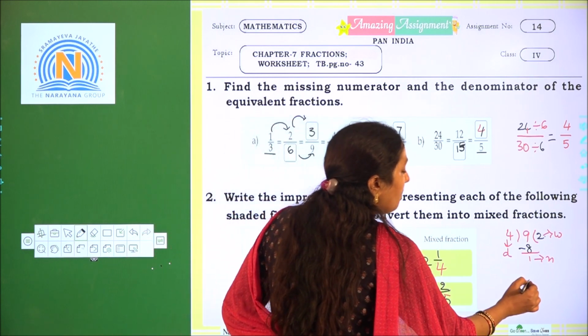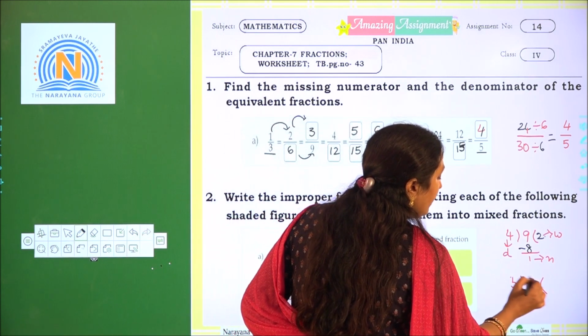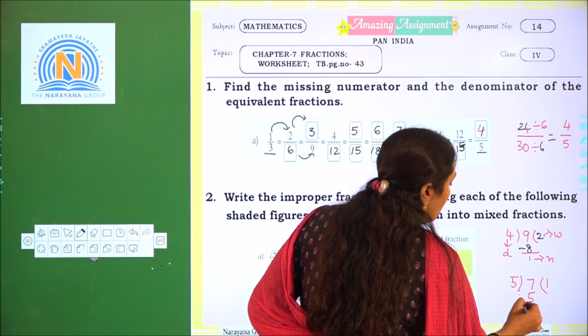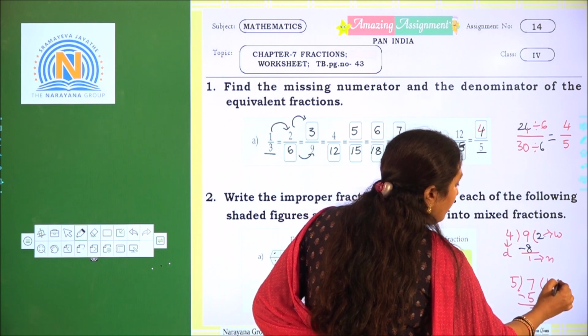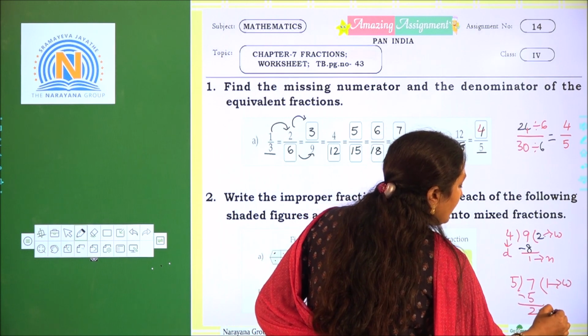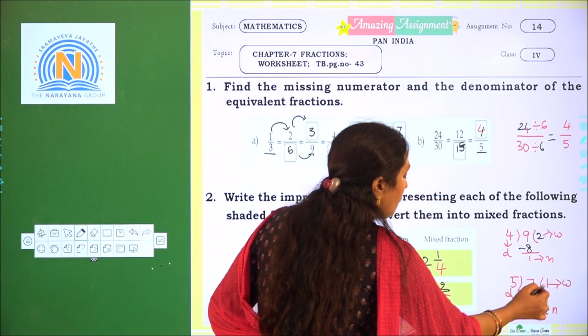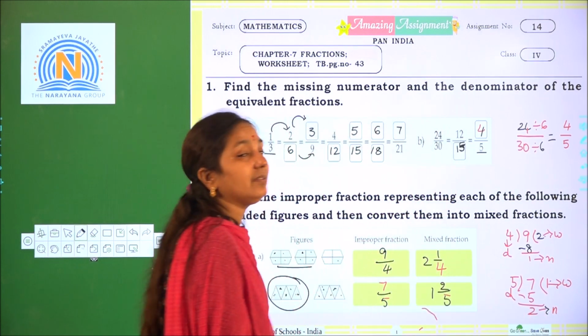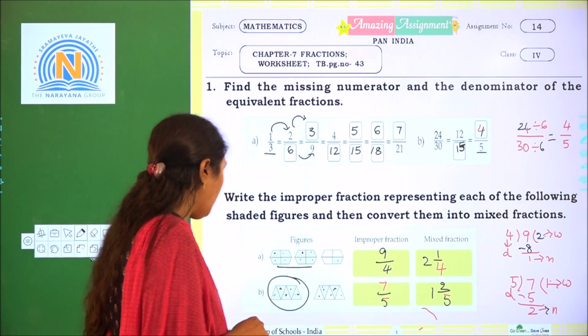fraction. So by dividing, what did you get? Here 1 time. So 7 minus 5 is 2. It will be whole number, numerator and denominator. See, 1 2 by 5. We get the mixed fraction 1 2 by 5. Got it? Next one.